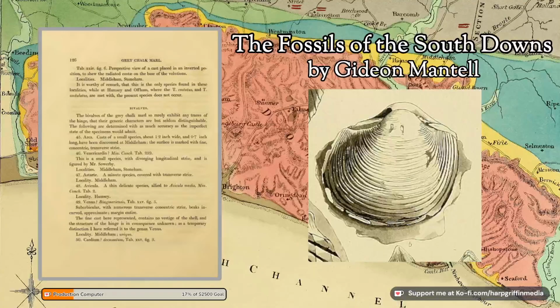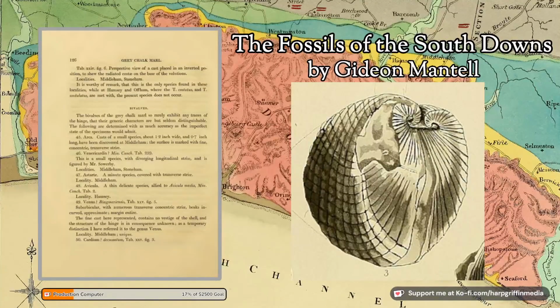49. Venus. Ringmariensis, Tablet 25, Figure 5. Suborbicular, with numerous transverse concentric striae, beaks incurved, approximate, margin entire. The fine cast here represented contains no vestige of the shell, and the structure of the hinge is in consequence unknown. As a temporary distinction, I have referred it to the genus Venus. Locality: Middleham. Unique.